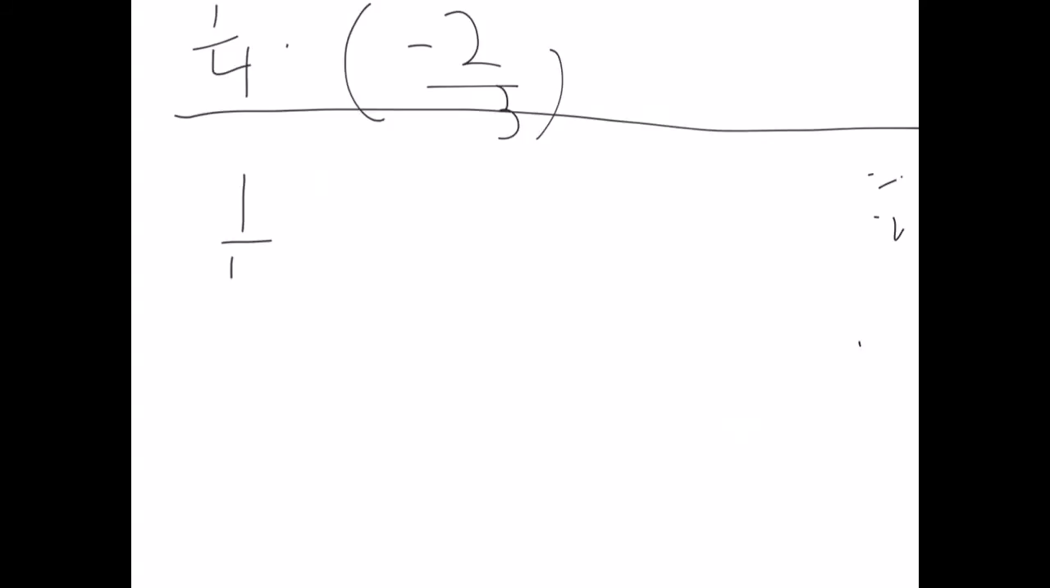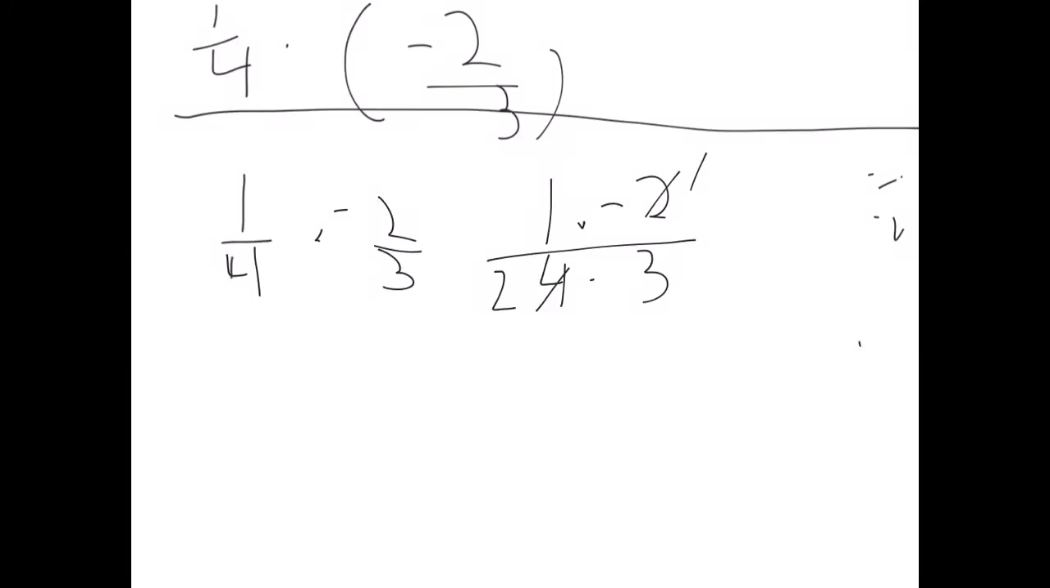1/4 times negative 2 over 3. So you're going to want to do 1 times negative 2 and 4 times 3. Now, 2 can go into 4 2 times. 2 can go into itself 1 time. So then your answer will be negative 1/6.